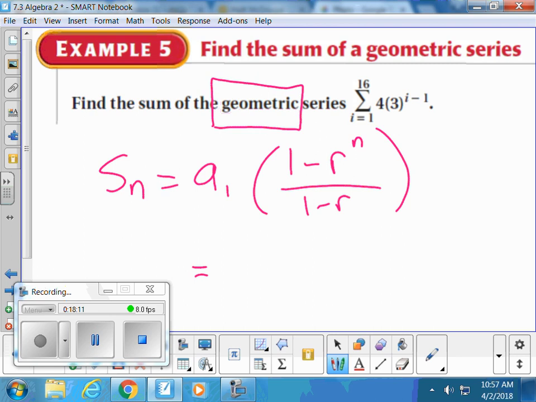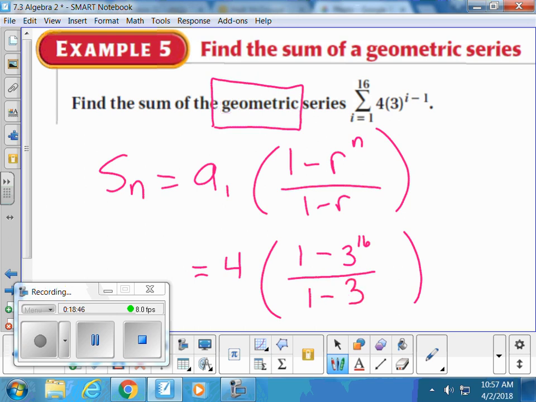What do you think A1 would be? You can get it by putting the 1 in for i and calculating it, or you can just look at the formula. Didn't we learn today that this guy's the first term and this guy's the common ratio? So 4 is the first term. Does that make sense? Okay. 1 minus, I just mentioned that this guy's the common ratio. So what's the common ratio? 3. N is the number of terms we're trying to add together. So what would that be? Good. And then the bottom would be 1 minus r again.